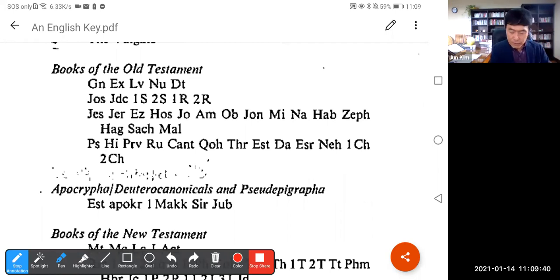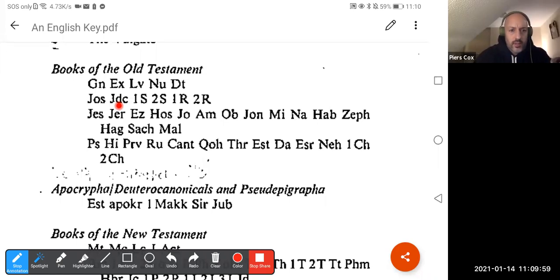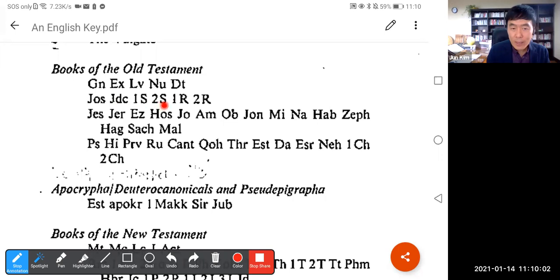As I said, the first one is Genesis, Exodus, Leviticus, Numbers, Deuteronomy. We don't have any problem. Joshua, and what about this? What is this? How do you think? That's Judges. First Samuel, Second Samuel, and what is this? 1R, 2R. You need to know. That's Kings. So you need to write down this one: R means Kings, because those things will be appearing in the textual apparatus.